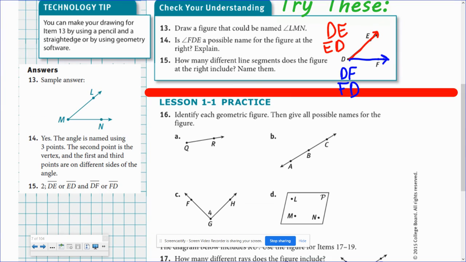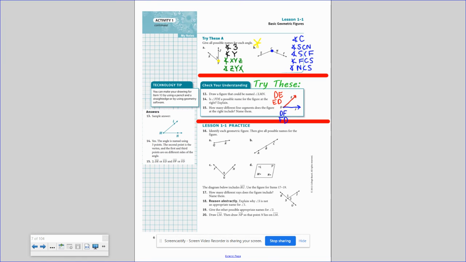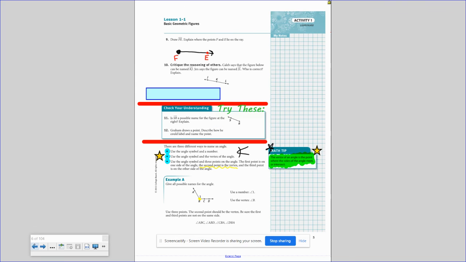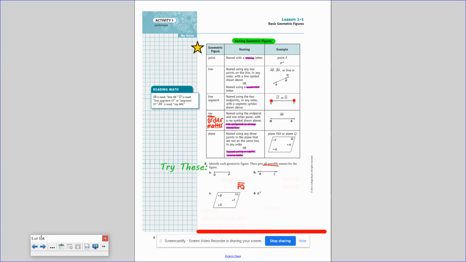Okay, so that is everything from lesson 1-1. So this lesson is very vocab heavy. So what I want to make sure is you guys know the big key points here is how to name an angle. So this part here on page 5, and that chart with all the vocab terms right here, all the geometric figures on page 4. So those are the kind of the 2 main parts of this lesson that you want to make sure to know how to do.